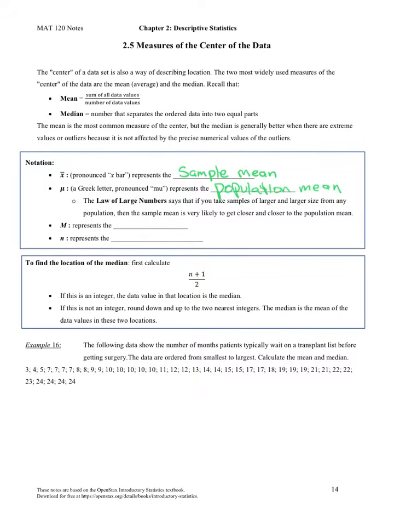The law of large numbers states that if you take a very large sample size, and you take a larger and larger sample size from any population, the sample mean is very likely closer and closer to the population mean. Our capital M here represents the median, and our small n represents the sample size.